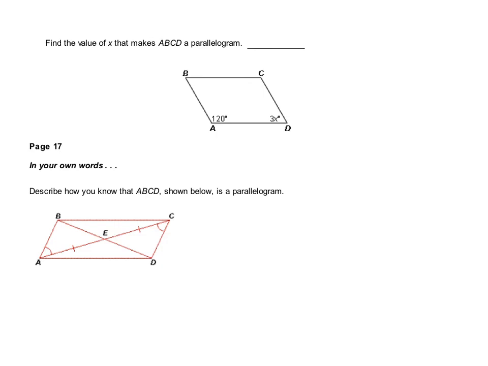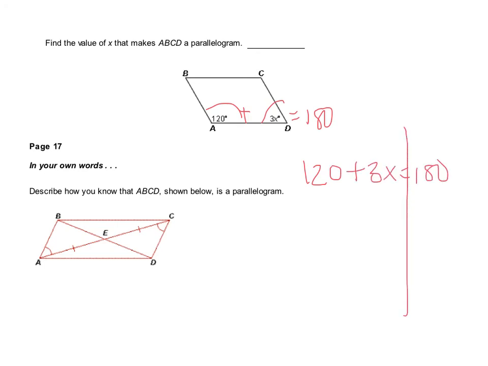So for the next page, it asks you to find the value of x that makes ABCD a parallelogram. Well, we were told in order for it to be a parallelogram, these two angles had to be supplementary, which means they have to add up to 180. So I need to write that 120 plus 3x equals 180, and then I need to solve this for x.